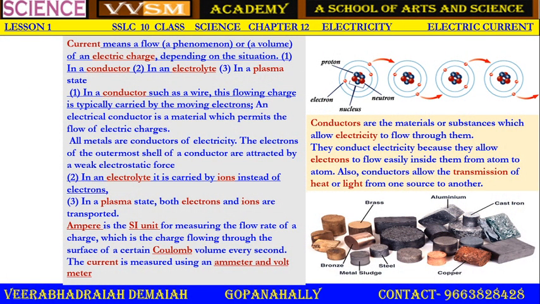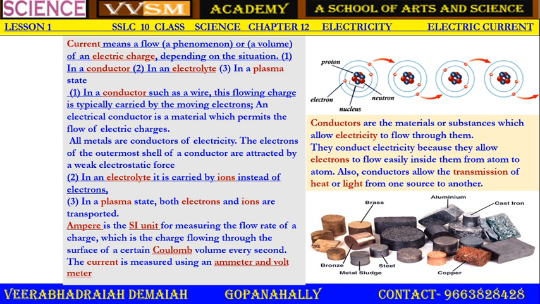Well, friends, what is a current? Current means here electric current. Electric current means flow of electric charges. It is a phenomenon, or it is a volume of charges flowing in a particular direction, depending on the situation in a conductor. For example, all conductors are good conductors of heat and electricity, and hence the electric current is passed through it.